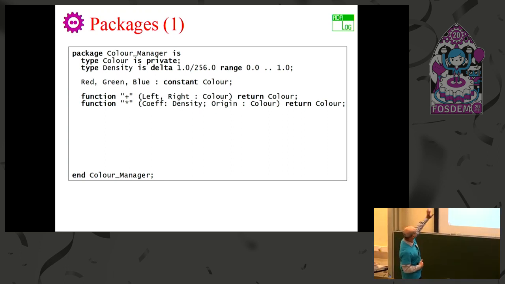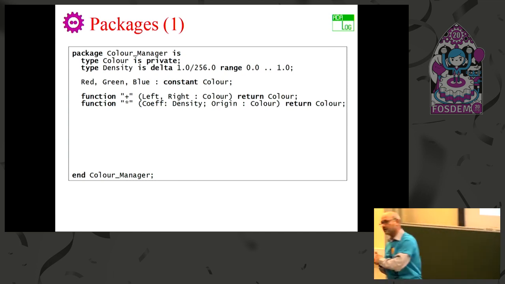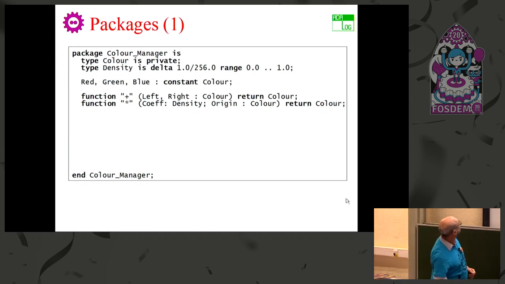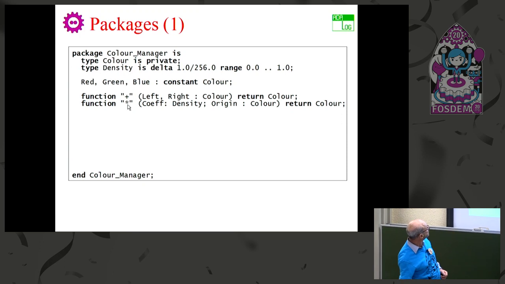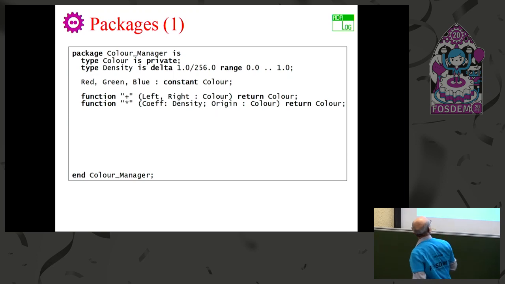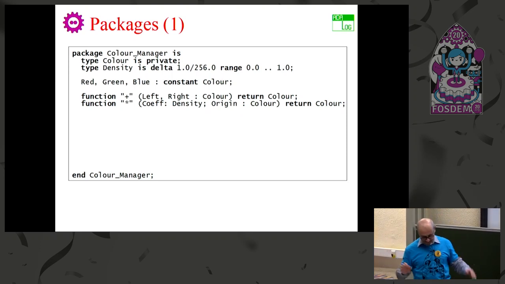So a package has a specification. For example, here I have a color manager, and I define a color type as private. It means I tell you there is a type called color, but I don't tell you how it's made inside. And then you can provide operations. Here we have the redefinition of operations, so I can add two colors to make another color, or multiply a certain color by a certain density. I announce those properties, but I don't tell how it's done.